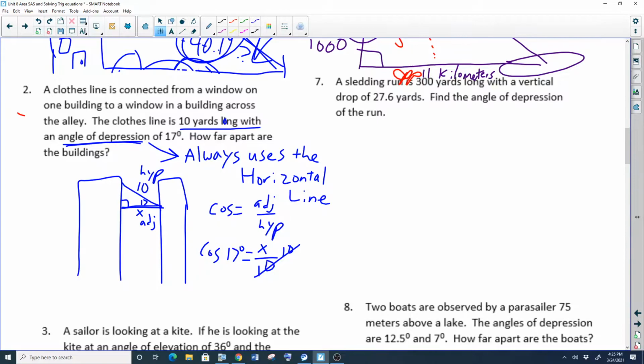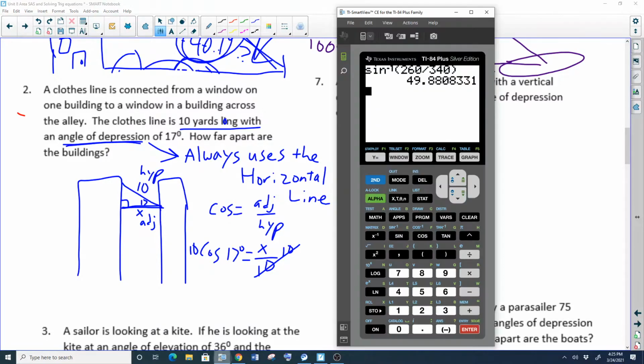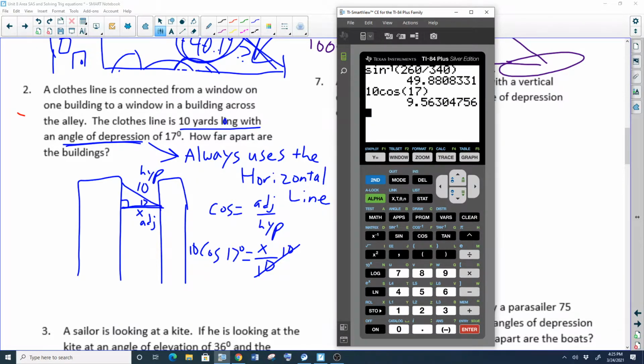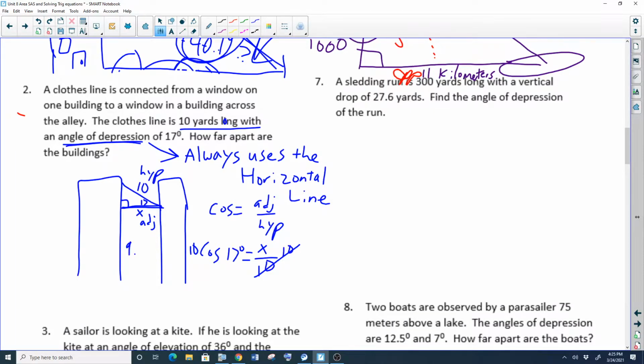And then we'll multiply 10 to the other side, and this is going to give us how far apart they are. So 10 cosine 17 degrees. Please make sure that you're in radians. I mean degrees. Whoa, degrees. Sorry, degrees. Okay, so there's our degrees. There it is, 9.56. So the distance is 9.56 yards. And so 9.56 is going to round to 9.6 yards.